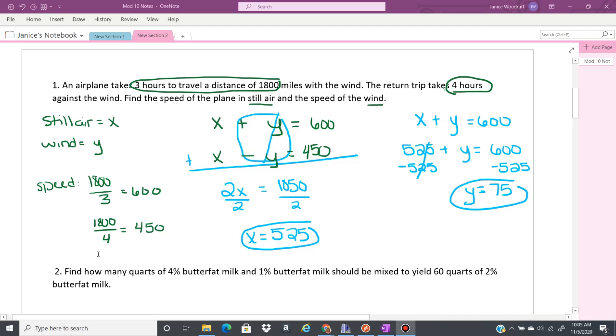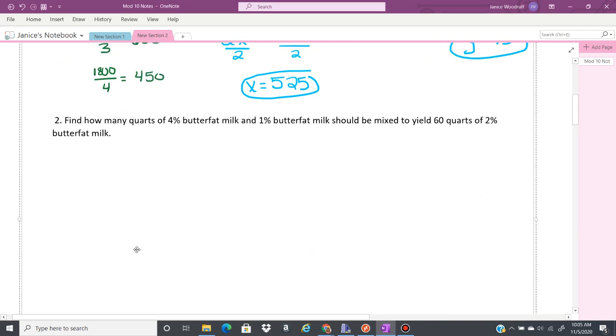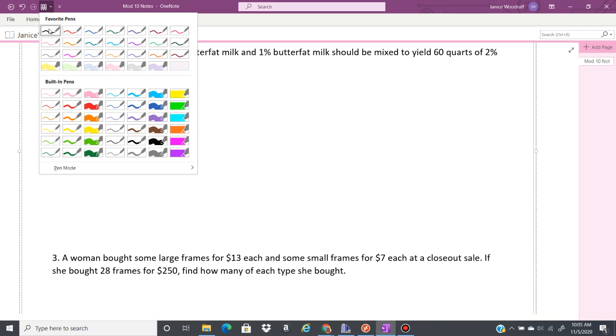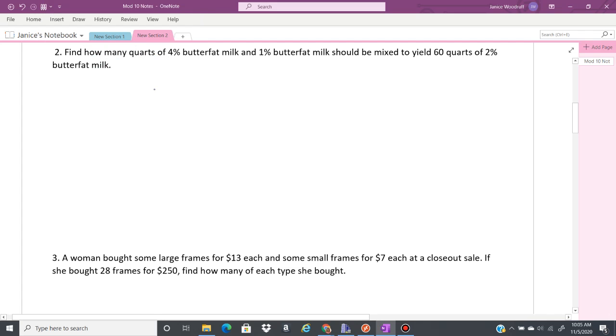Okay, let's take a look at this next problem. We have: find out how many quarts of 4% butterfat milk and 1% butterfat milk should be mixed to yield 60 quarts of 2% butterfat milk. So this is another one that's a little bit difficult to translate. So let's take a look here.